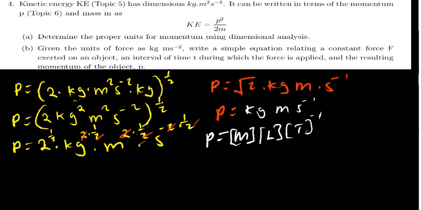So what of part B? It's saying that given the units of force as kg m s to the power -2, that is force, write a simple equation relating the constant force F exerted on an object, an interval of time during which the force is applied, and the resulting momentum of the object P. What are we going to do according to the rules which we said yesterday?